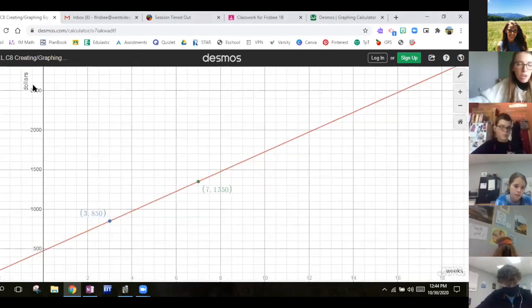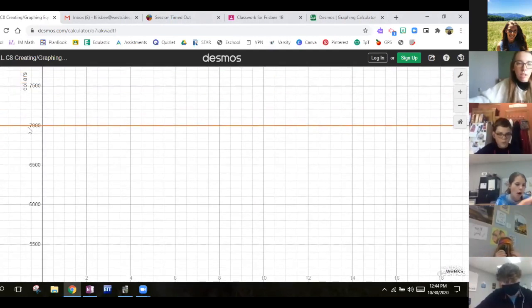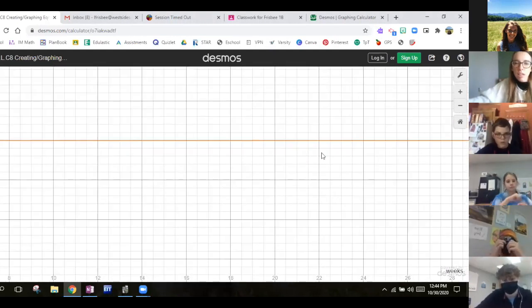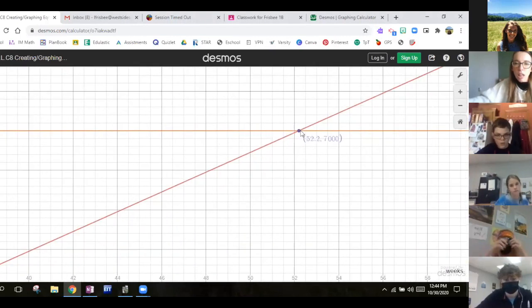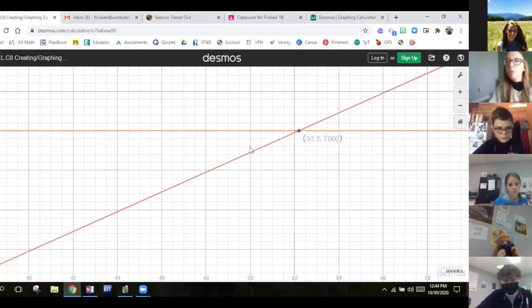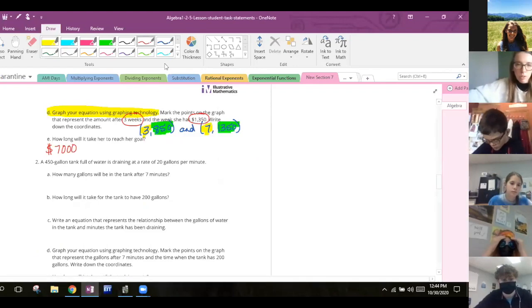So I'm going to go over here to my y-axis. I'm going to go all the way up to 7,000. All right, and they've already kind of graphed this orange line for us. So I want to see where that intersects at my equation line. And it's right there. So how many weeks does it take to save $7,000? 52.2 weeks.